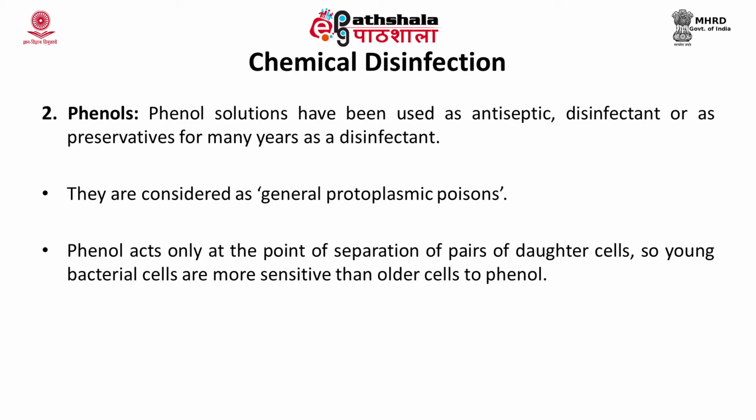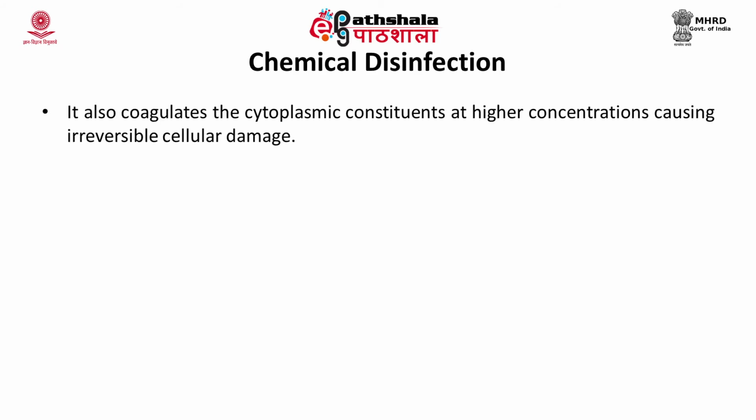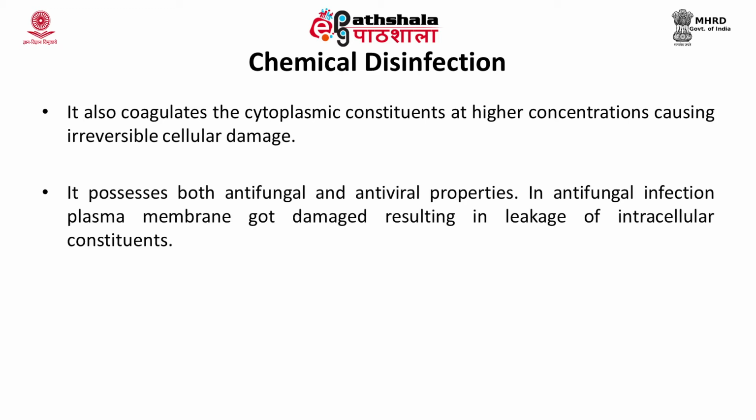They are generally considered as protoplasmic poisons. Phenol acts only at the point of separation of the chromosomal pair during the cell division. That is why the young bacterial cells are more sensitive than the older cells to phenol. Phenol also coagulates the cytoplasmic constituents at higher concentrations, causing irreversible cellular damage. It possesses both antifungal and antiviral properties.